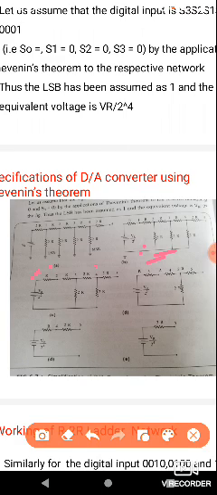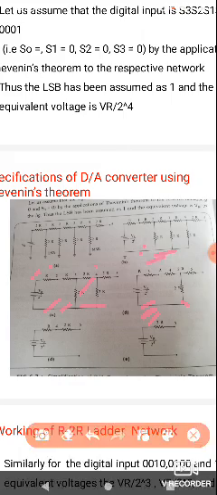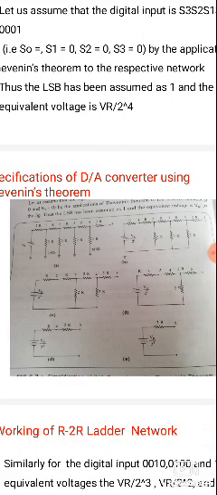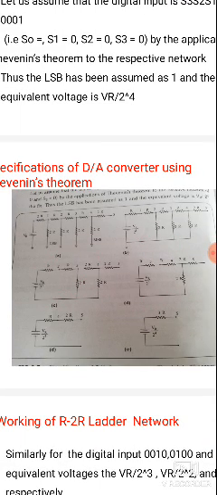Again we are simplifying the R to R combinations. The reference voltage is VR by 2 square, and again by applying Thevenin's theorem we simplify the R to R combinations; the Thevenin's equivalent voltage is VR by 2 cube. Next is VR by 2 power 4, and the last one is VR by 2 power 4, and this is the 3R, R and 2R combinations.